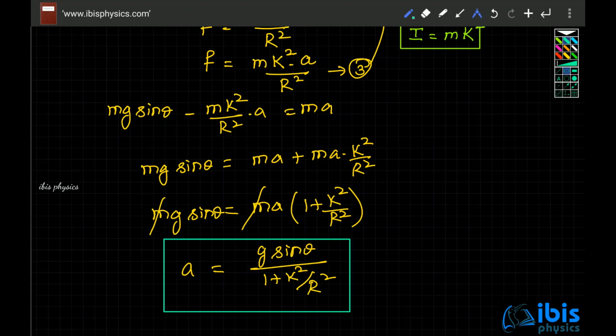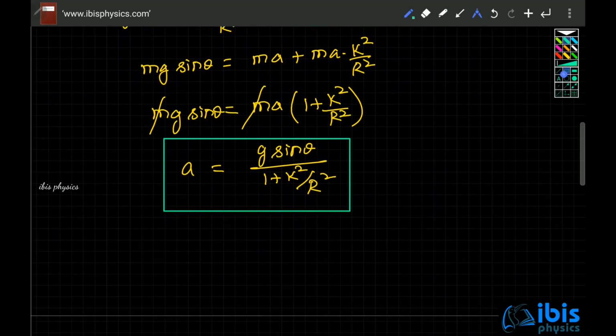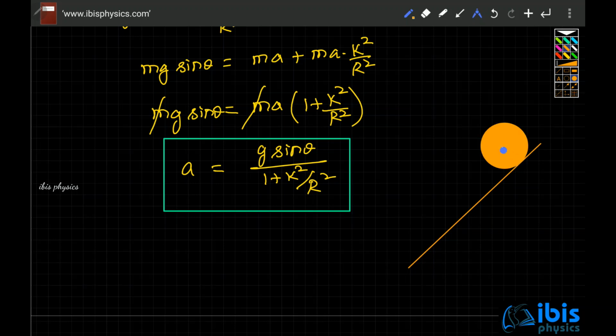There is also another way of coming at it, a different way of deriving this equation, which I will tell you. What is the meaning of this equation? Let us try to understand it. Suppose you have an inclined plane and a disk of mass m, and this angle is theta. What is the acceleration of this disk downwards? a equals g sine theta by 1 plus k square by r square.